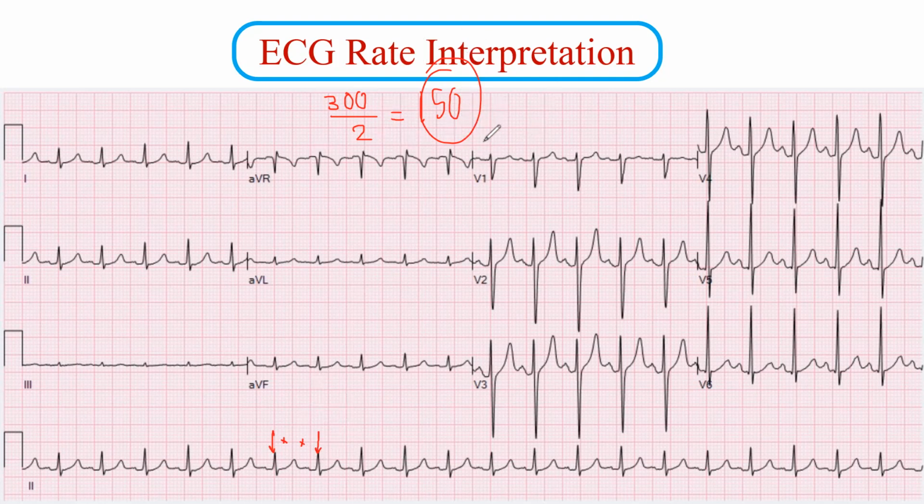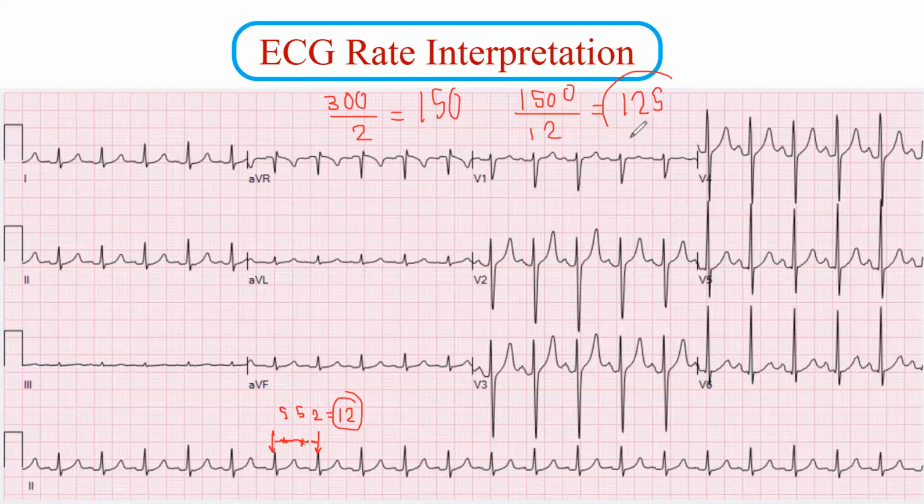Okay. Let's go for the second method, which is more accurate, but not the best, but it's accurate, which is the small square method. How can we use that? Let's use the same RR interval. We have here a large square, which is 5 small squares, another large square, which is also 5 small squares, and I think we have 2 small squares here. So we have a total of 12 small squares. So the equation is easy. It is 1,500 divided by the number of small squares between the two R waves. And 1,500 divided by 12 is 125. This number is more accurate than 150, but still not the best.